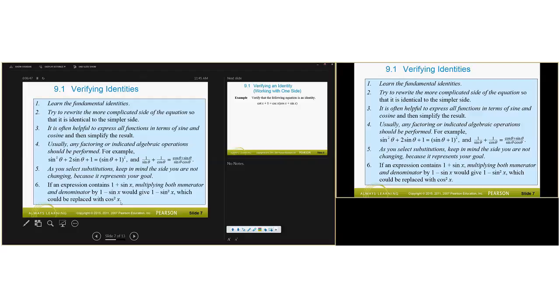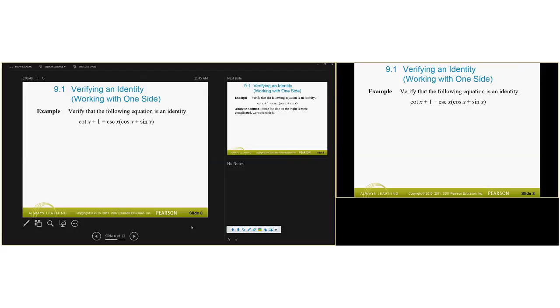Okay, so the problem is this one right here, for those who get to write it down. First thing I'm going to do is change that cosecant. Try to find anything that I can change that cosecant. Why? Because this is in terms of what? Cosine and sine.